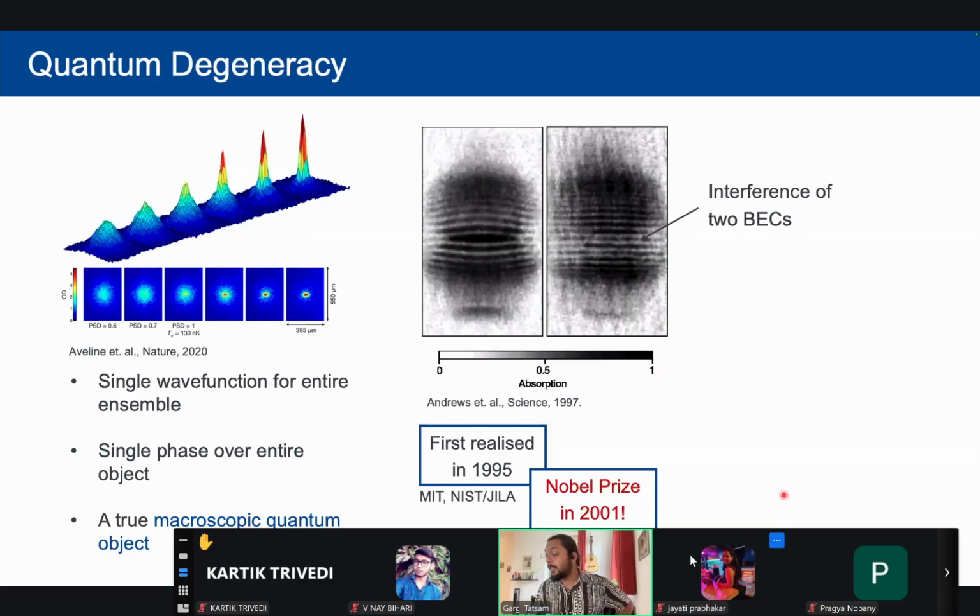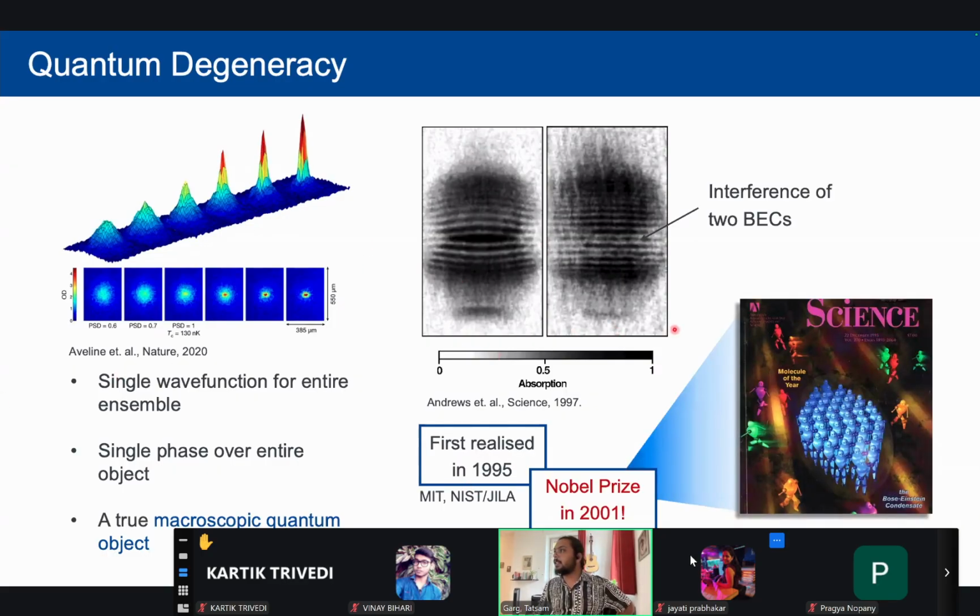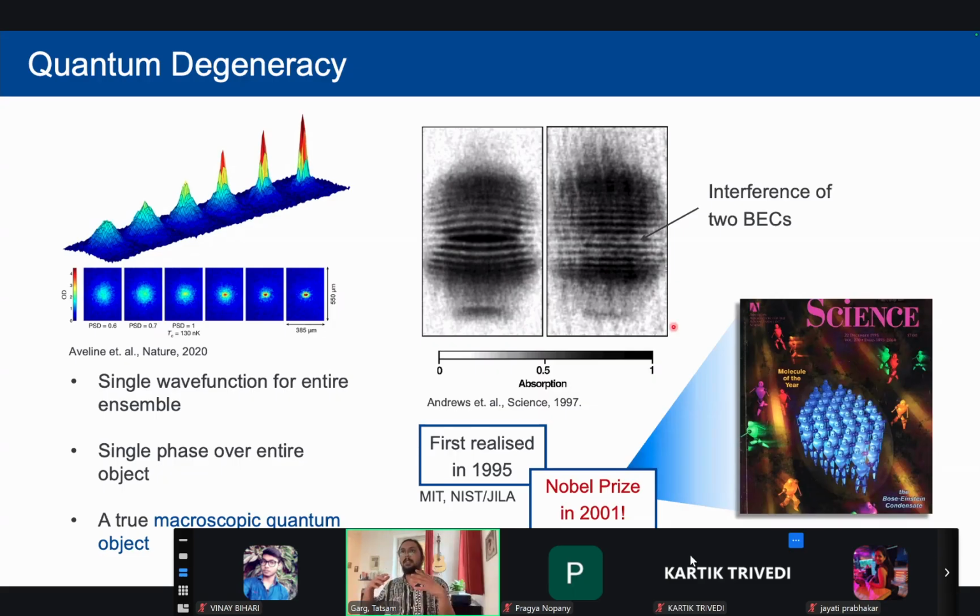And Wolfgang Ketterle, in his Nobel lecture, which I really recommend you to watch, explained this phenomenon in the following way. He said that atoms in a thermal cloud, like in air around us, are like people at Rajiv Chowk metro station. He of course didn't say Rajiv Chowk, but it's like people going about randomly, no direction, no crosstalk, just randomly going their way. But atoms in a Bose-Einstein condensate are like people marching together in synchrony. And this picture was on the cover of Science magazine back in the day.